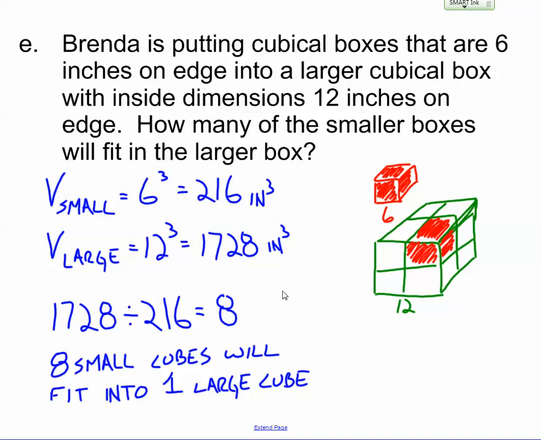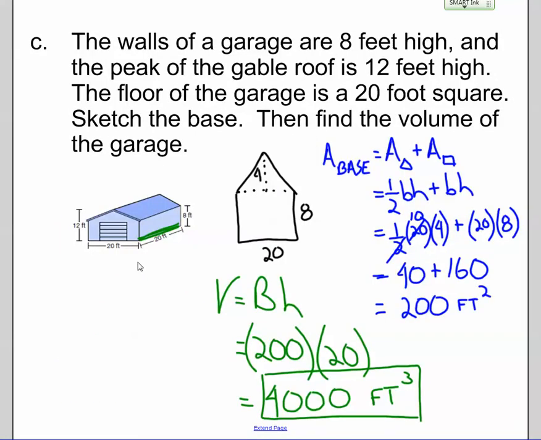We have done volume before, but today we're dealing with triangular prisms and cylinders, and even looking back on example C, that's a prism that we can't even name, so it's a pentagonal prism, I guess.